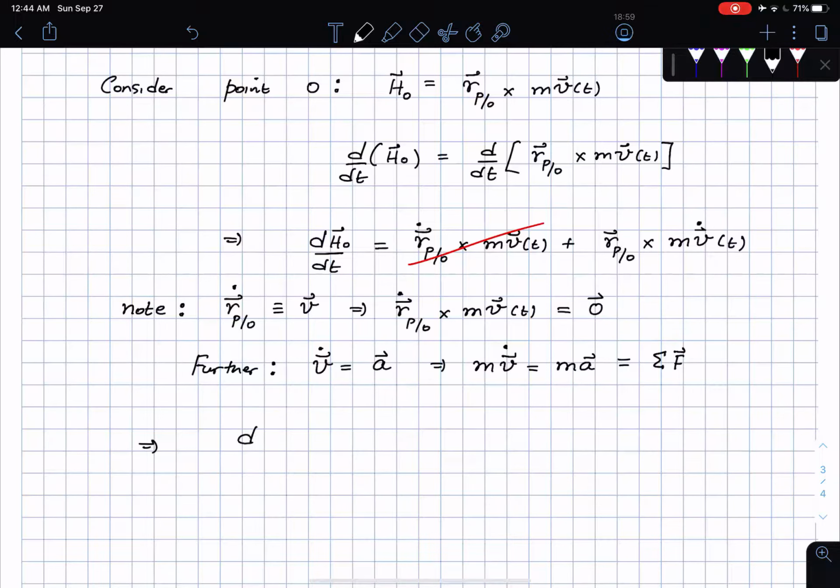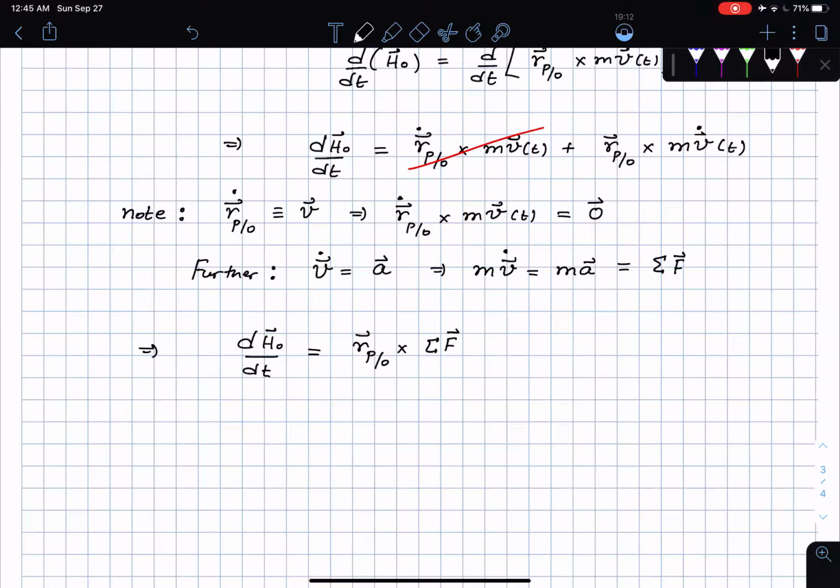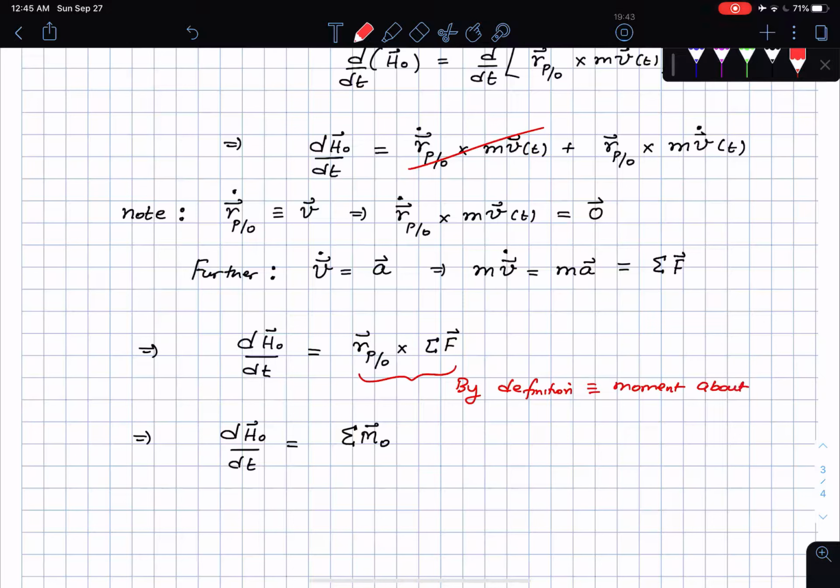Okay, so which means that I have now dH naught by dt is equal to r p slash O cross the net force acting on the particle. And this is the point typically in a class where I would ask a question, hey, what is r cross F? r cross F is nothing but the net moment about the point O, right? So this essentially tells me that dH naught by dt is nothing but the net moment about the point O. This is by definition the moment about O. And of course m v dot is m a, which is equal to the summation of forces from Newton's law. So you see that Newton's law is being used here to obtain all these equations. So these are in essence just a restatement of Newton's laws.